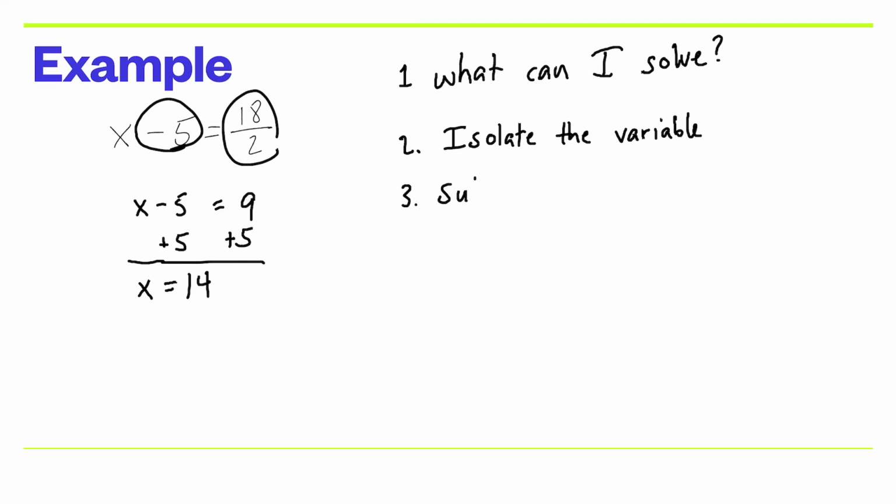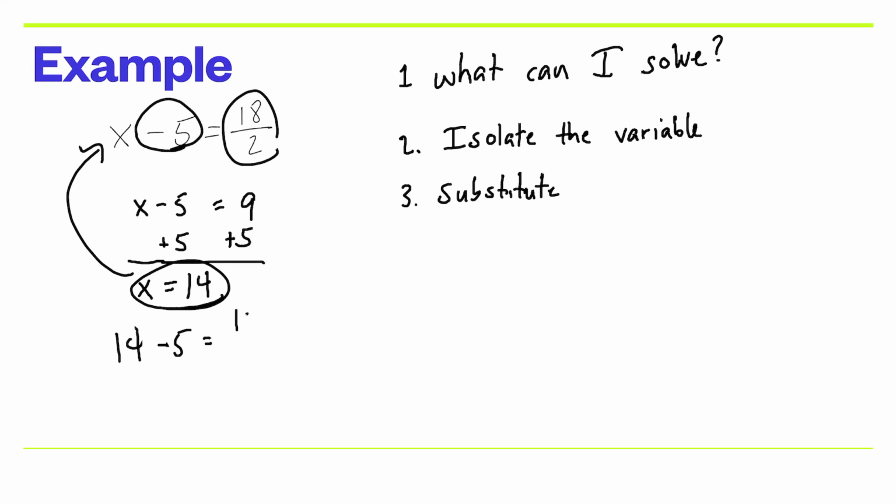And then we substitute. We're going to substitute 14 for x, and we get 14 minus 5 is equal to 18 over 2. Notice I'm always copying this down first, and then I get 9 is equal to 9. And there you go. Sorry my writing is so bad on the iPad.